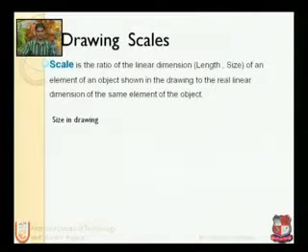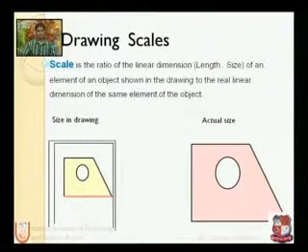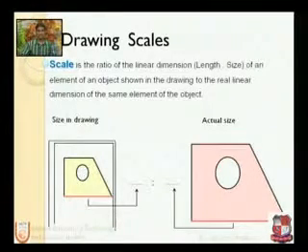So the size in the drawing to the actual size. For example, we can see the object is reduced, and the red line on the drawing is 10 mm but the actual length is 20 mm. So what we are going to write is 10 as to 20, or say 1 is to 2. So the scale is 1 is to 2, and this type of scale is called reduced scale.